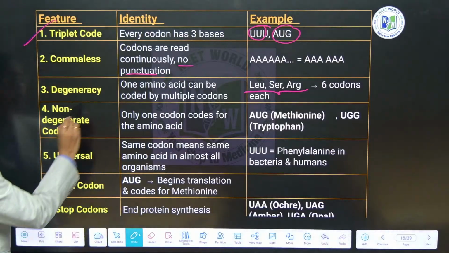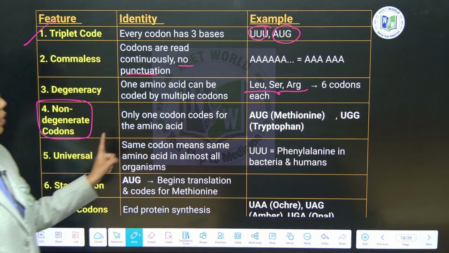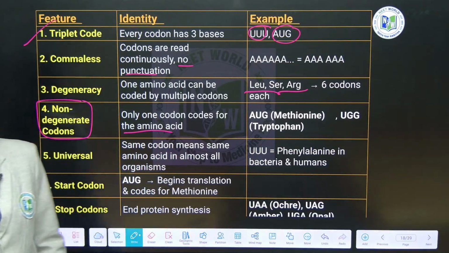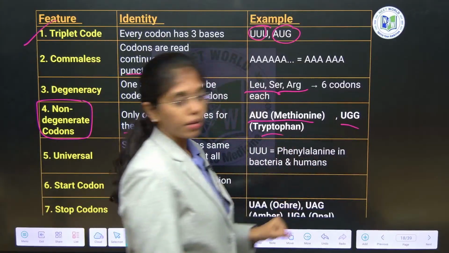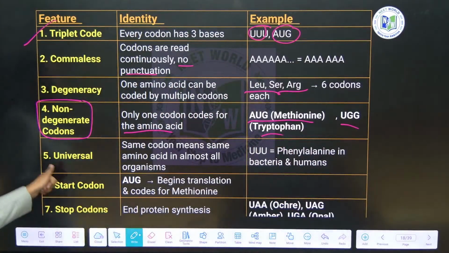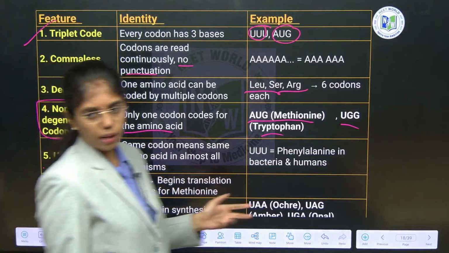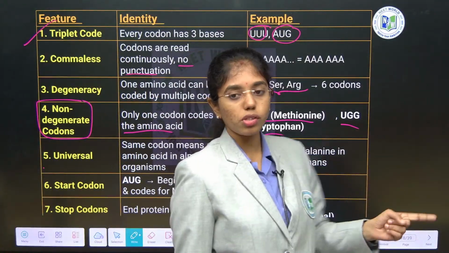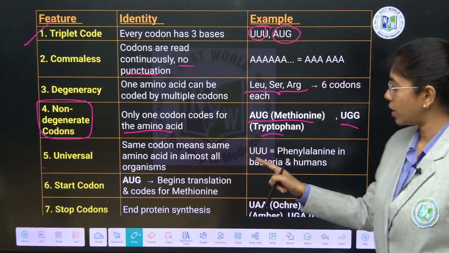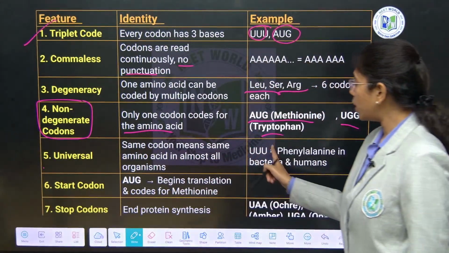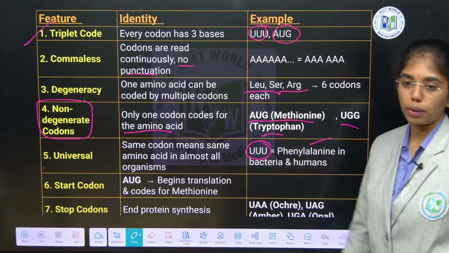Then you observe non-degenerate codons. Only one codon will code for one amino acid. For example, AUG, which is methionine, UGG for tryptophan. Universal. The codon in all the organisms, it will be the same. It will not be unique for human beings or any other organism. The codon is same for all the organisms. It is universal. For example, UUU codes for phenylalanine both in bacteria and in human beings.